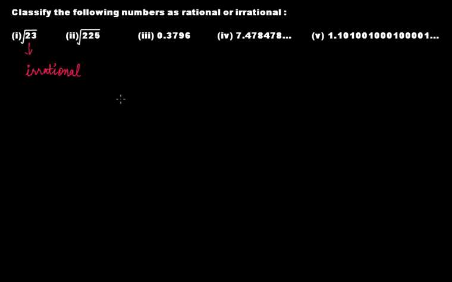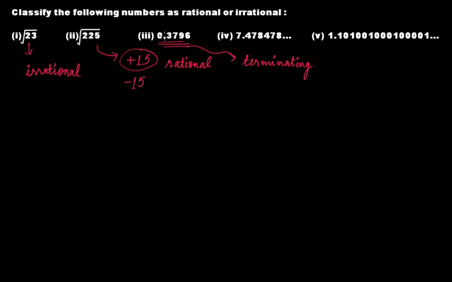What about square root of 225? The square root of 225 is actually equal to plus 15 and minus 15. And as we said, for our discussion, we'll limit ourselves to only positive numbers. So plus 15 is the square root of this number. Therefore, this is a rational number. What about 0.3796? This decimal expansion is actually terminating, and that's it. Therefore, we say that this is a rational number.